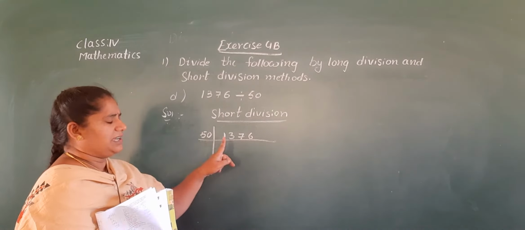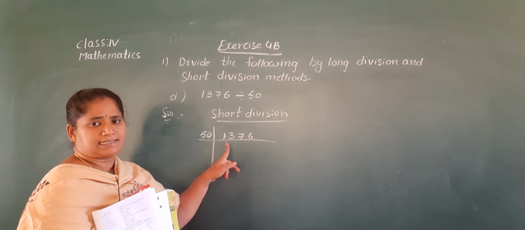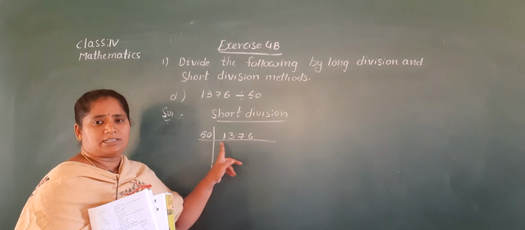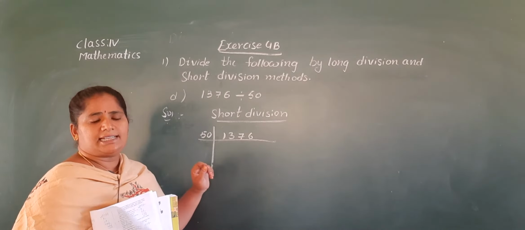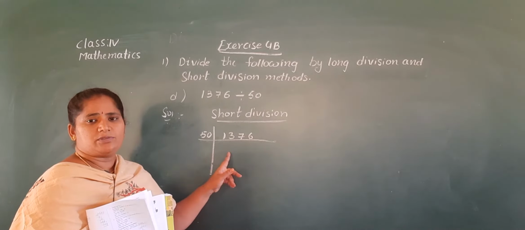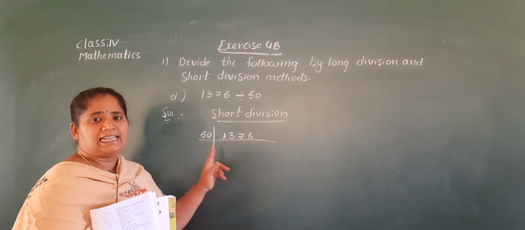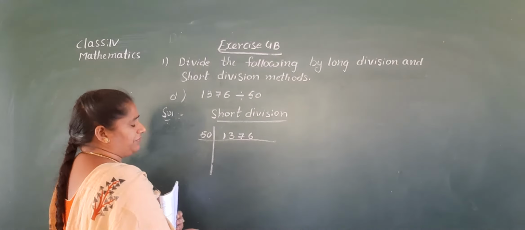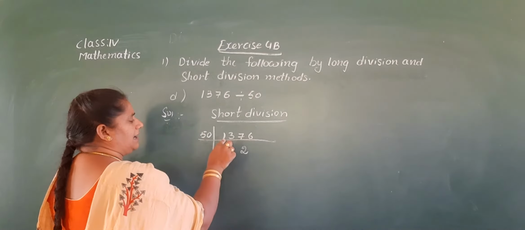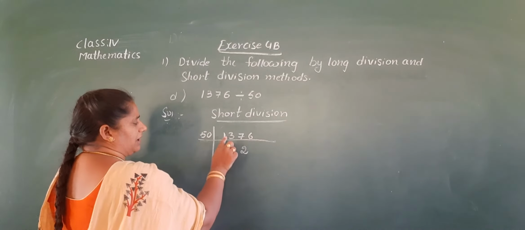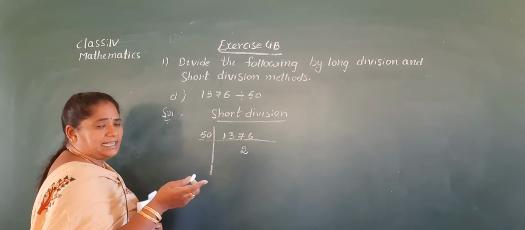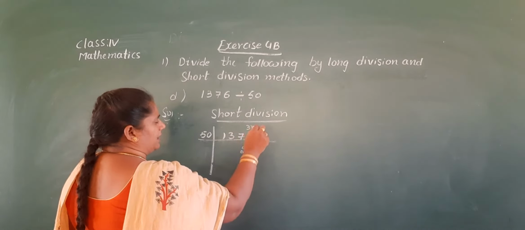So the divisor has 2 digits. So first you take 2 digits, 13. 13 is less than 50. So you take the next digit also, 137. Which one is the nearest number in the 50 table? As 50 ones are 50, 50 twos are 100. 50 threes are 150. 150 is a big number, so you take only 2 times. 50 twos are 100. You do this calculation. 137 minus 100 gives 37 as a remainder. So we write 37 to the right side.